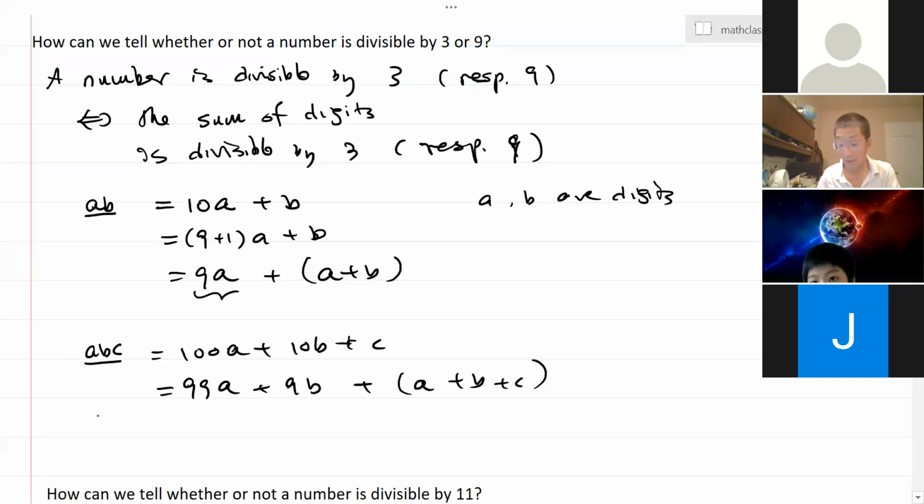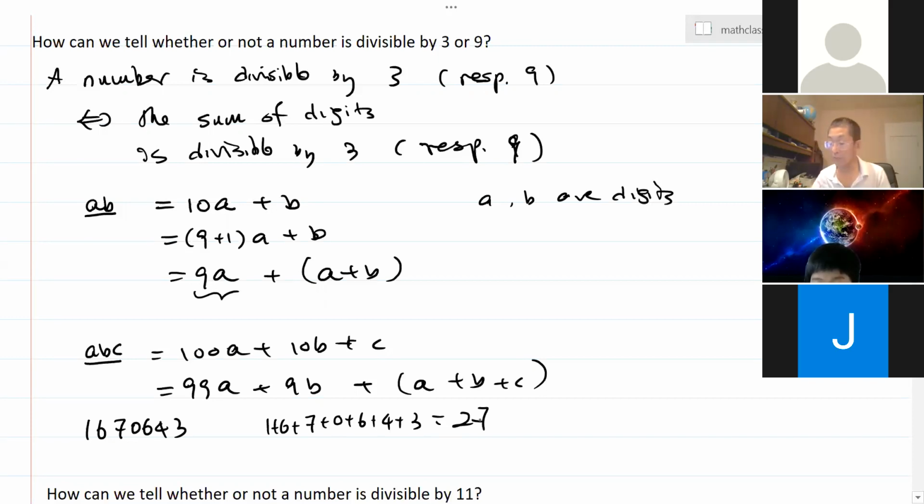I'll give an example. Let's check whether this number is divisible by 9 or not. It's a very long number, right? So whether this number is divisible by 3 or 9, let's add the digits together. 1 plus 6 plus 7 plus 0 plus 6 plus 4 plus 3. The first three numbers give 14, and then plus 6 is 20, plus 7 is 27. So it's 27. 27 is divisible by 9. So that's why the number on the left-hand side is divisible by 9.